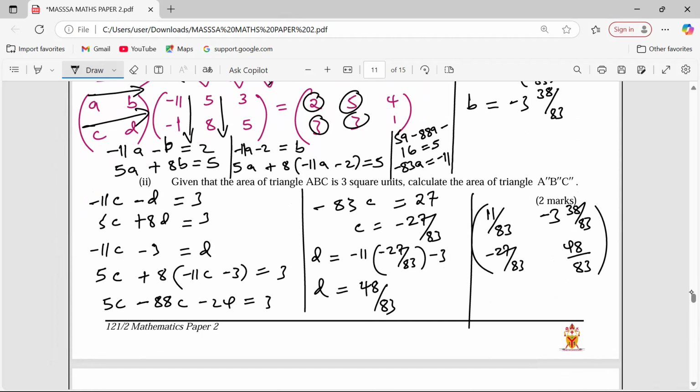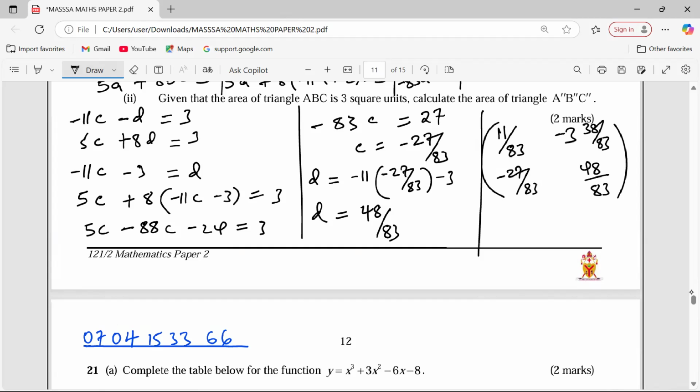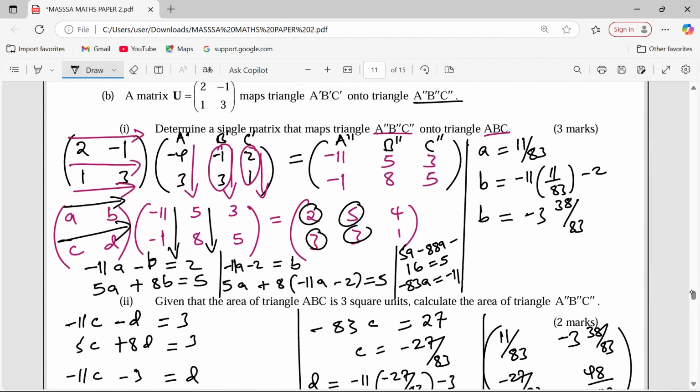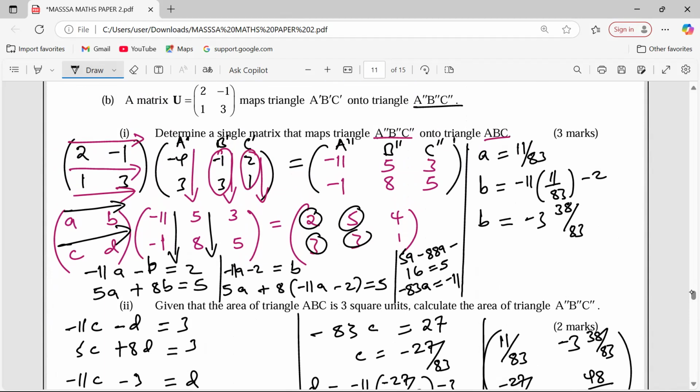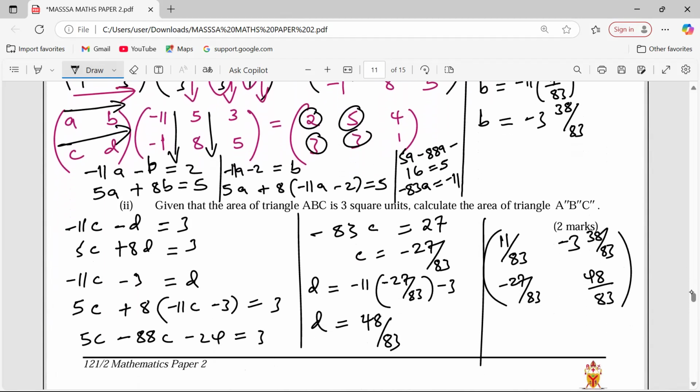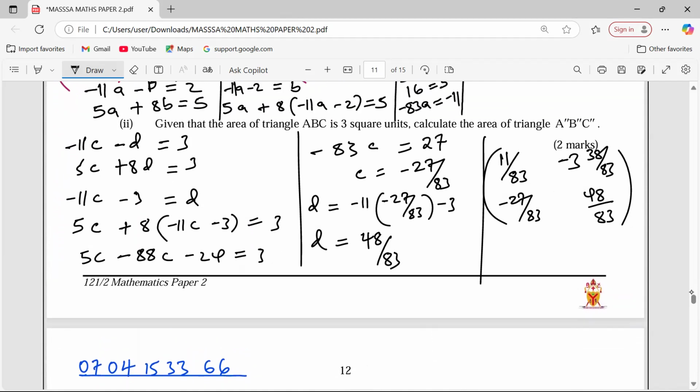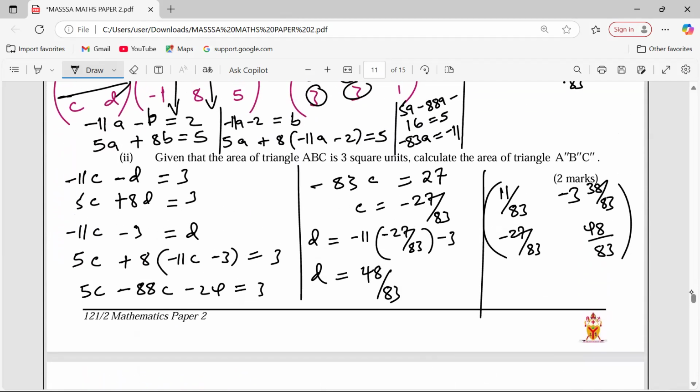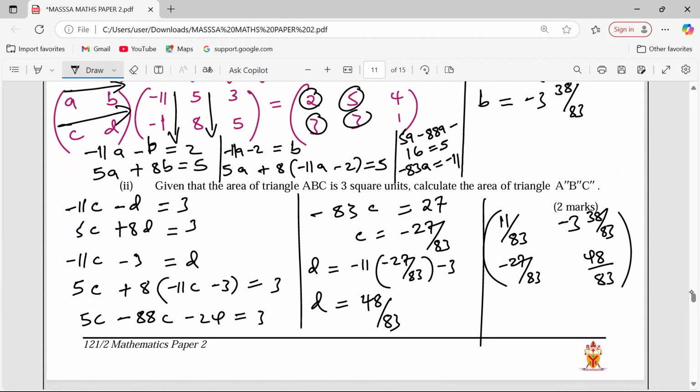So now, in this question, you can just cross-check kindly. Maybe in the computation of the images here, but the procedure is the best. So please make sure you use such an approach when working out. Now we're supposed to talk about Roman 2. Given that the area of triangle ABC is 3 square units, calculate the area of triangle A prime, B prime, and C prime.